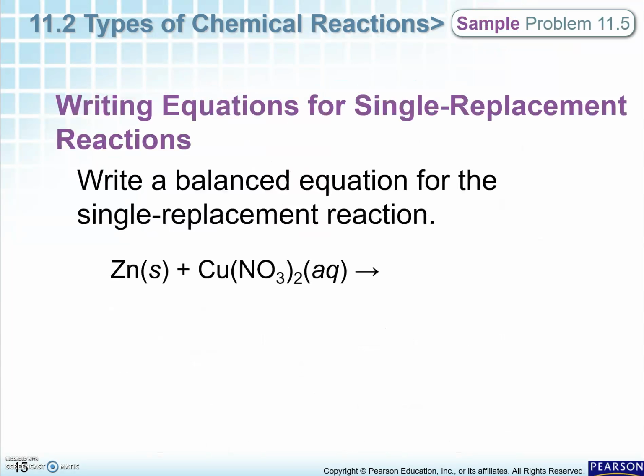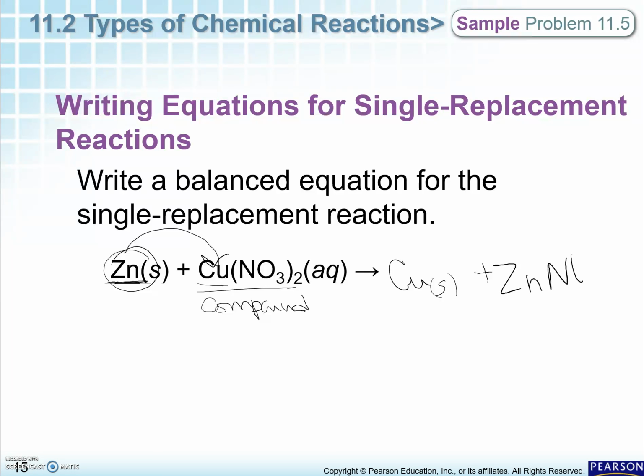So let's try writing one ourselves. So here we're going to take zinc. This guy's all by himself, and here is our compound. So it will be zinc that is going to be kicking out our copper, and copper is going to be all by himself in the product. So here we have copper all by himself, and now we're going to have zinc nitrate. So it would be zinc nitrate.